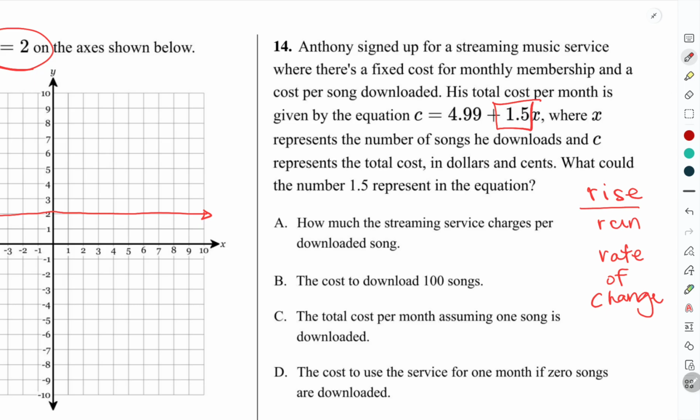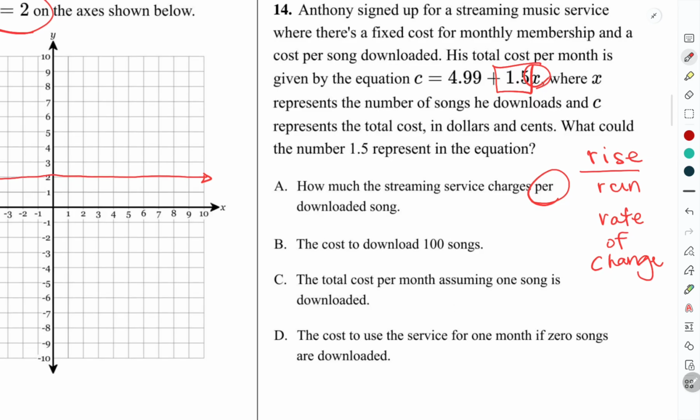So how much the streaming service charges per downloaded song. I see the word per. That makes me think that it's going to be this one. Rise over run. So my quote unquote Y value was the total cost over how many songs you downloaded. So how much you charged per download. That sounds right to me.